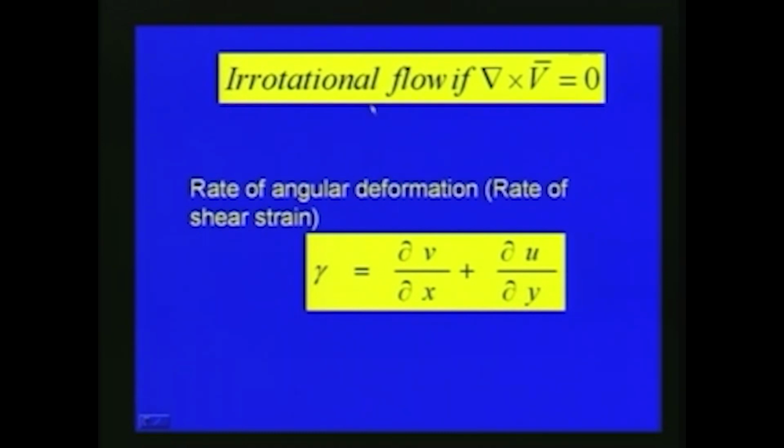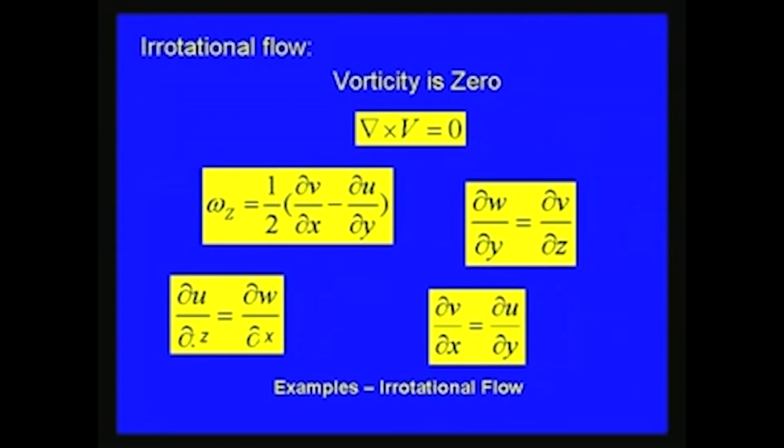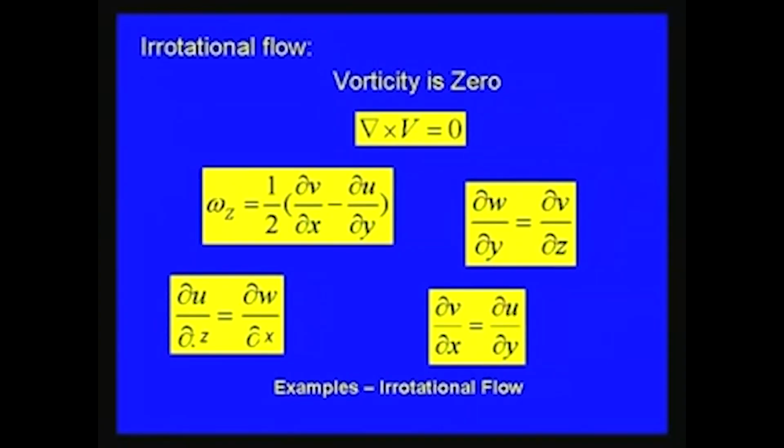So irrotational flow is defined where del cross v bar is equal to 0. For irrotational flow we don't have to consider the rotational components like omega x, omega y, omega z as we have seen earlier. So for irrotational flow the vorticity is 0, or del cross v is equal to 0. Say if we consider the rotational component in z direction, here all the rotational components are 0. So omega z is equal to 0.